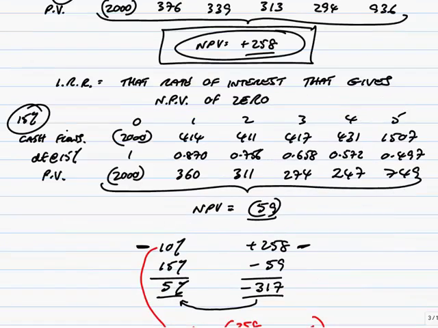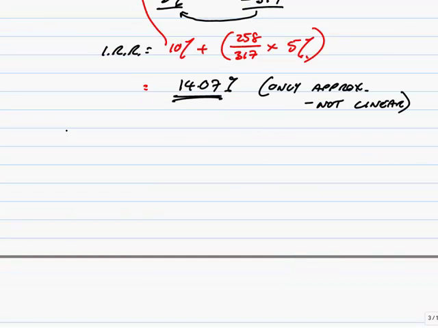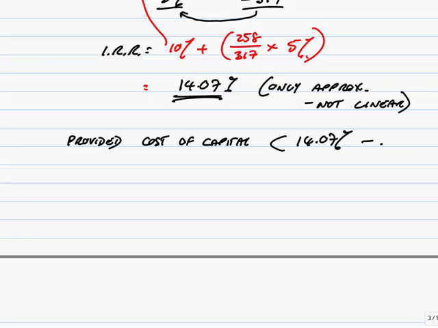Well, since we've got an IRR, we know what the rate of interest gives zero, can we not say that provided the cost of capital is less than 14.07, then we're okay to accept. If it's less than 14.07, the NPV will be positive and we're happy to accept. But of course, if ever it's more than 14.07, then we should reject. And effectively, it gives us a margin for error.